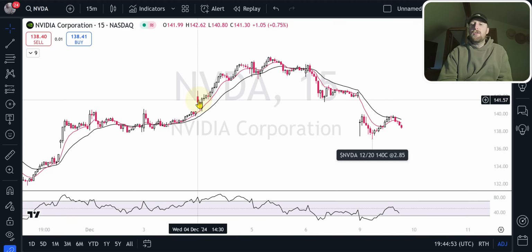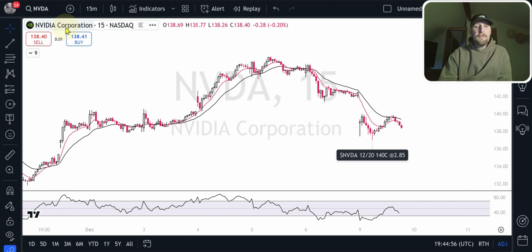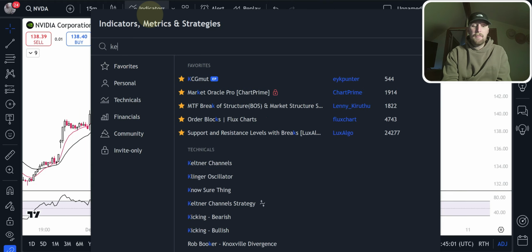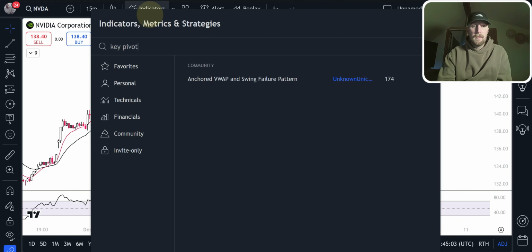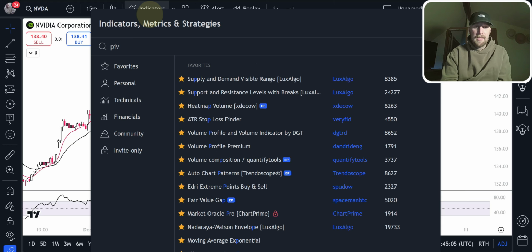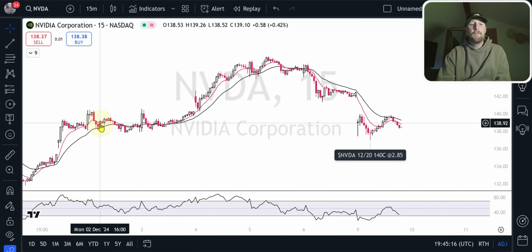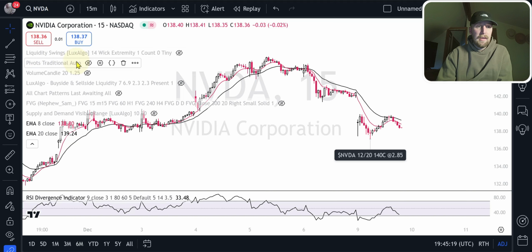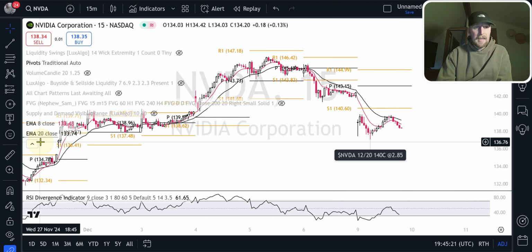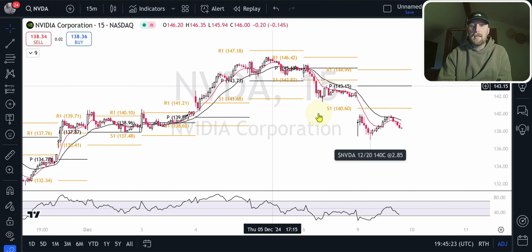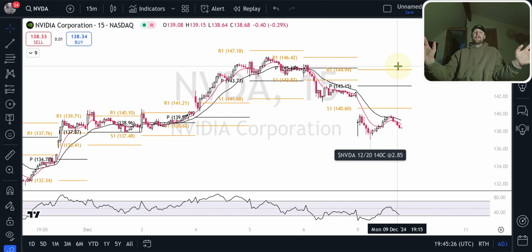Once you're on the 15-minute time frame, go up to the indicators and type in pivots. Actually, not key pivot, it's going to be pivots. This first one right here, under technicals, pivot point standard, we will be using this indicator. Once you turn the indicator on, you're going to see a bunch of lines that show your support and resistance levels.